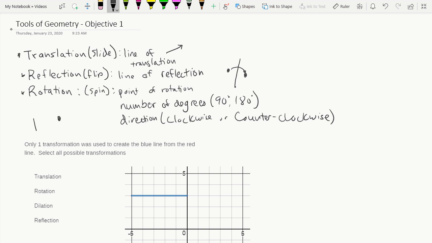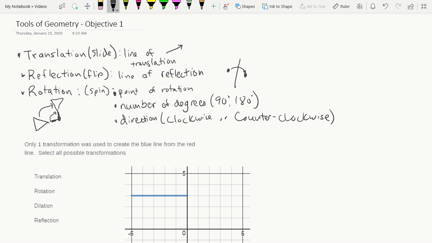So let's imagine that I have a triangle and it's going to rotate around that point. Let's say it goes 90 degrees clockwise, it's going to go around that point, almost like, I like to think about it like a clock, like the hands of a clock going around the point. So we'll look at a couple of rotations, but remember there are three big things that I need when I talk about a rotation.